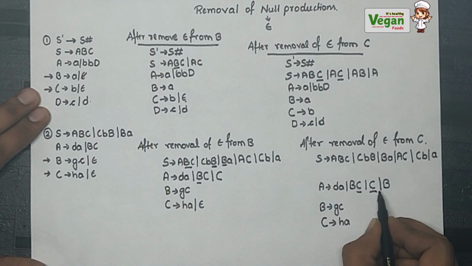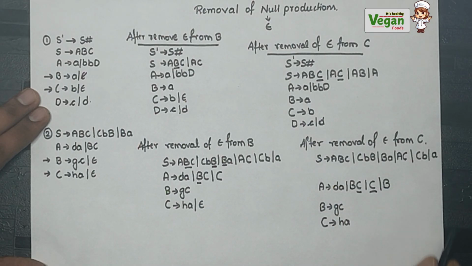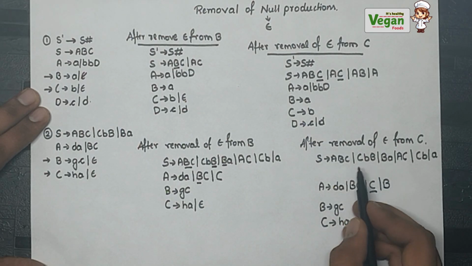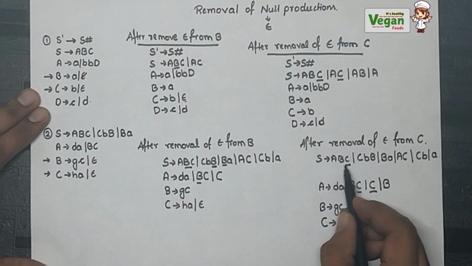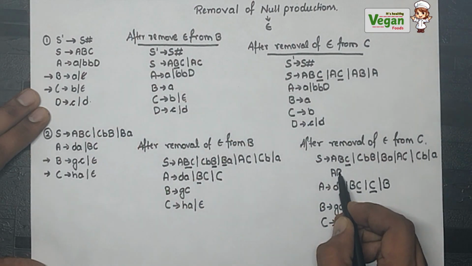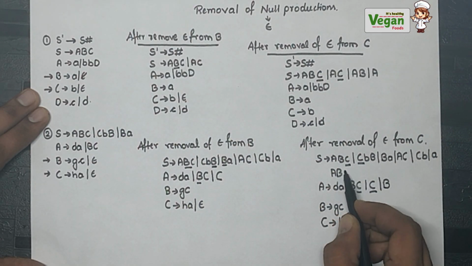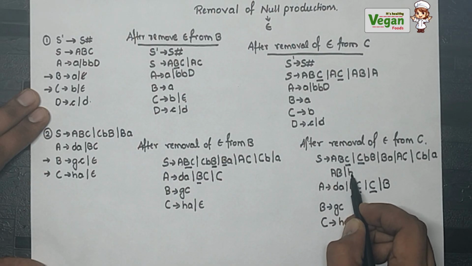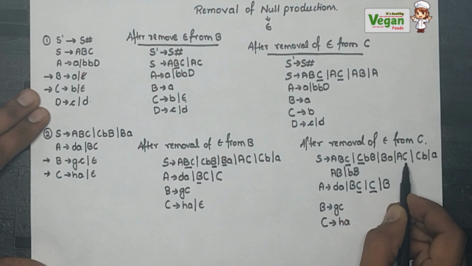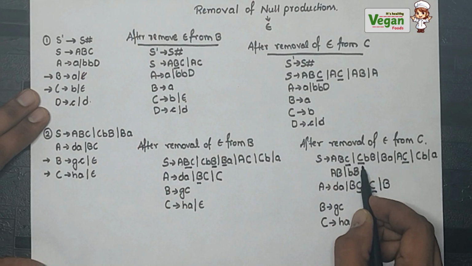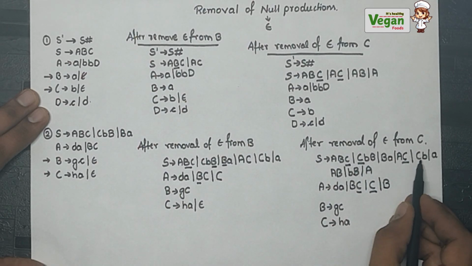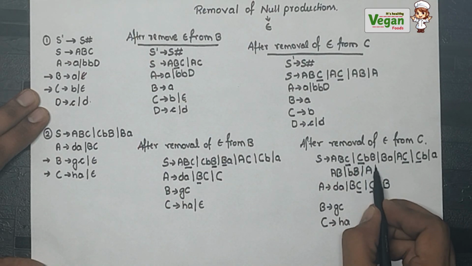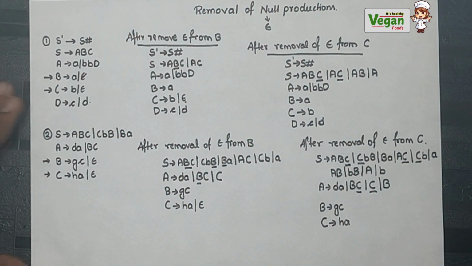Here capital letter C is there. If you remove it also, nothing will be left. So write as it is. Next, here capital letter C is there. If you remove that capital letter C, A, B will be left. Here capital letter C is there. If you remove that, small b, capital B will be left. Here if you remove the capital letter C, only capital letter A will be left. If you remove the capital letter C here, small letter B will be left.